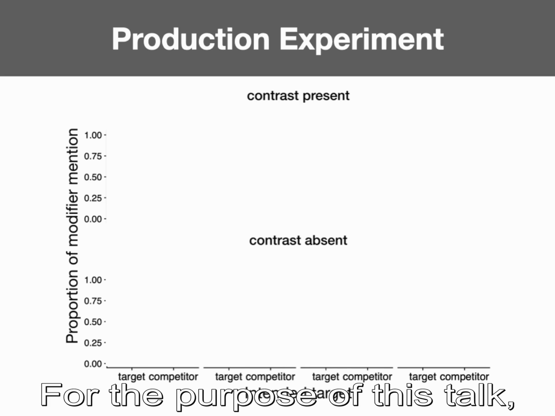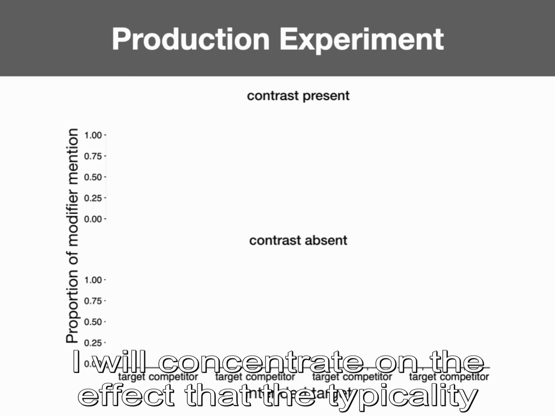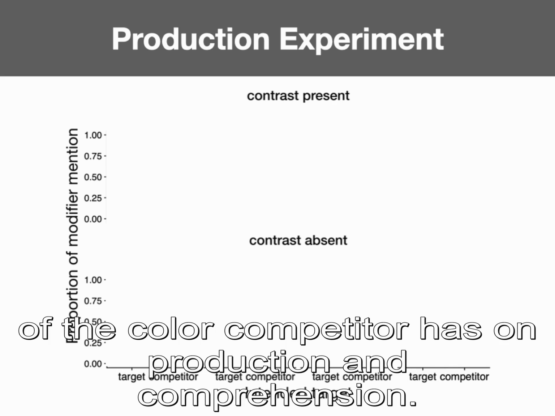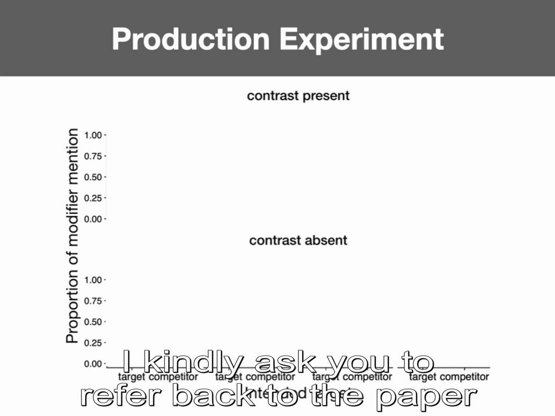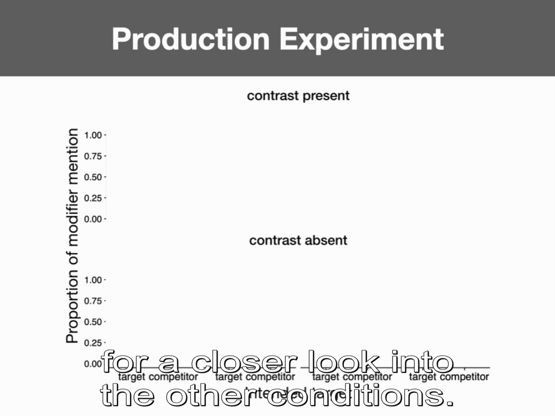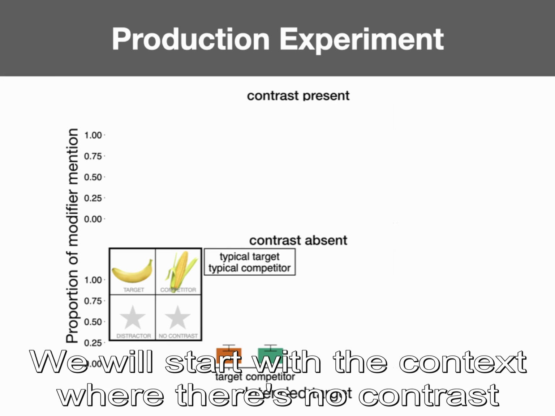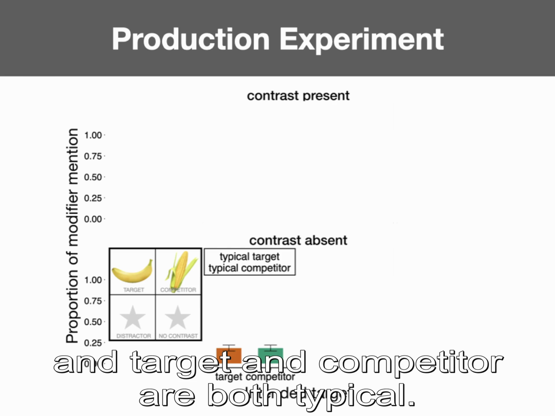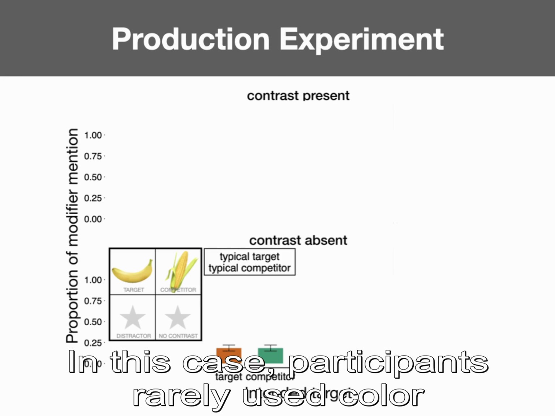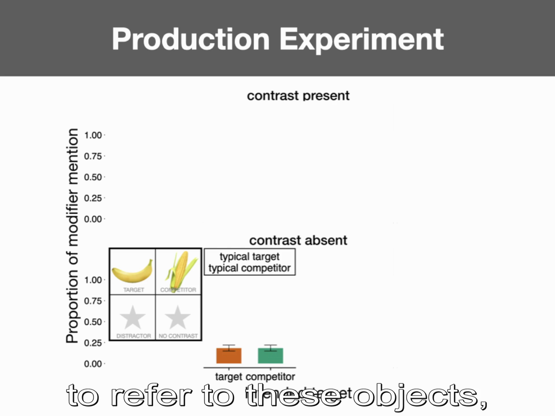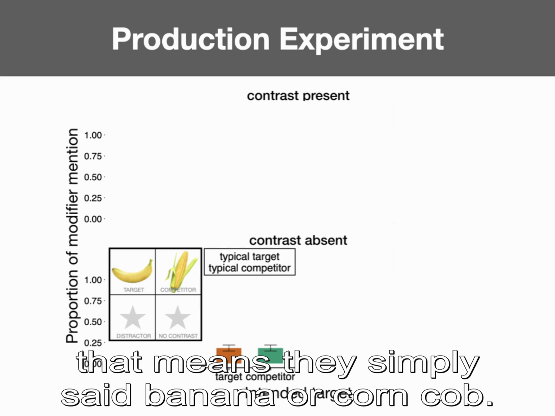For the purpose of this talk, I will concentrate on the effect that the typicality of the color competitor has on production and comprehension. I kindly ask you to refer back to the paper for a closer look into the other conditions. We will start with the context where there is no contrast, and target and competitor are both typical. In this case, participants rarely used color to refer to these objects. That means they simply said banana or corn cob.